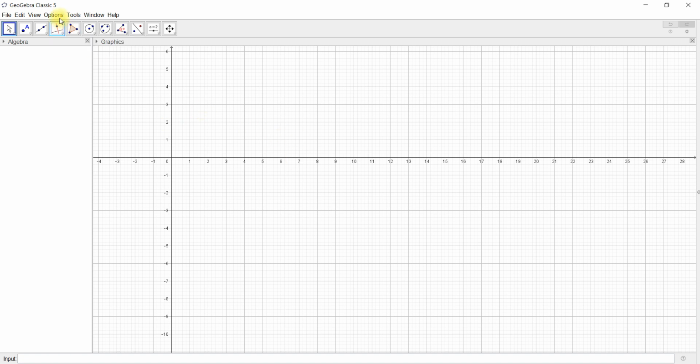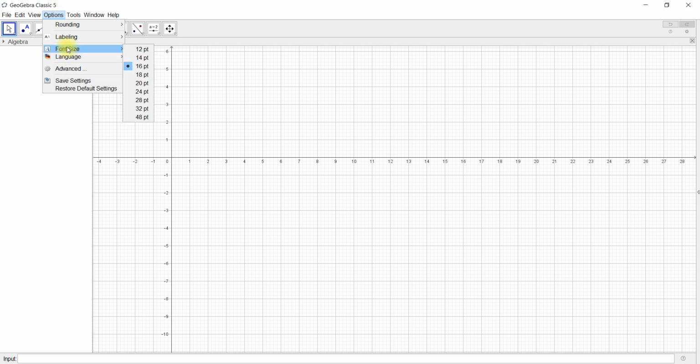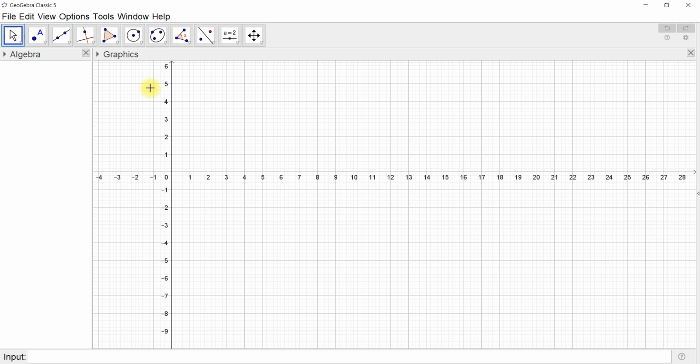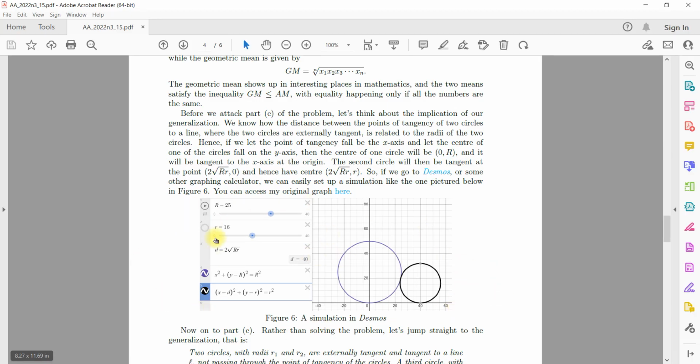The second thing I'm going to do is, again in the options, change the font size to 24 just to make it a little bit easier for you to see. So, back in the article when we looked at Desmos, we had created a couple of sliders to represent the radii of the two circles. And the first circle we had set up so that it's tangent at the origin and its center is on the y-axis. We're going to do the same thing in this case.